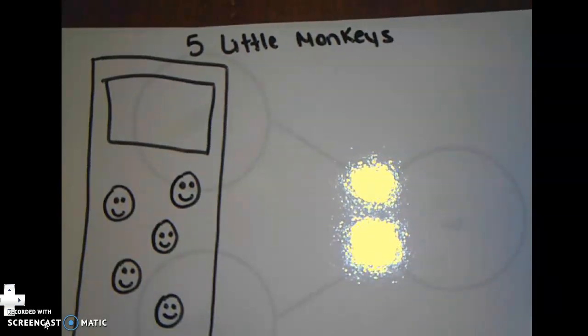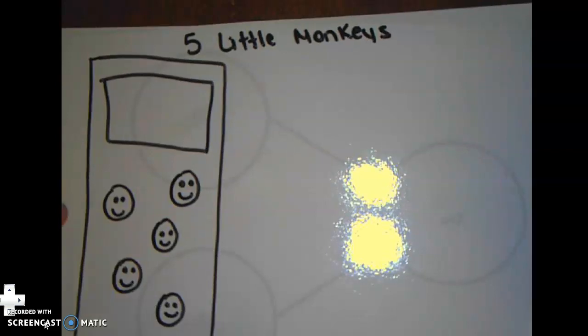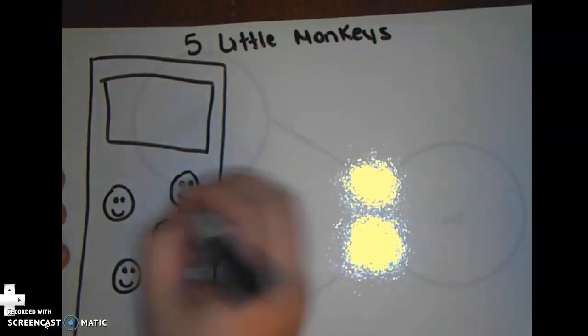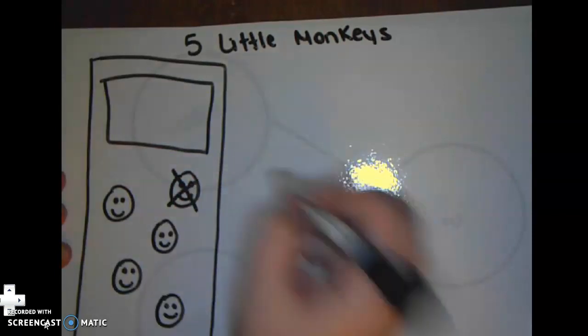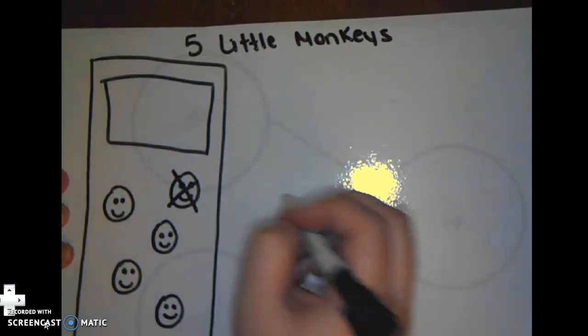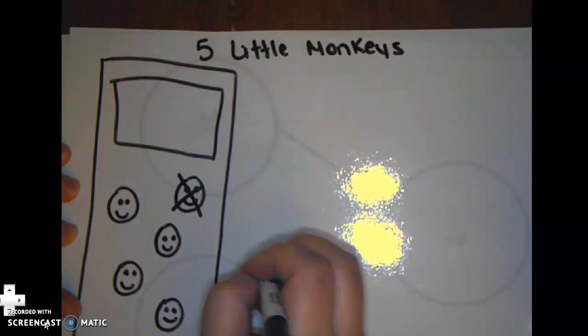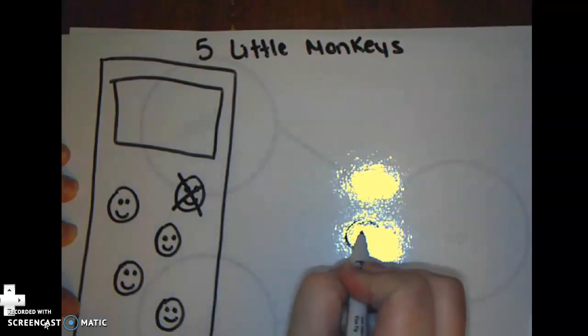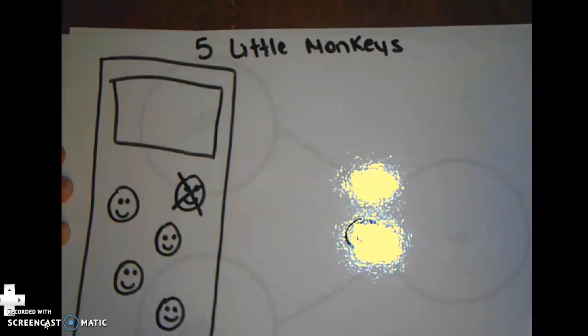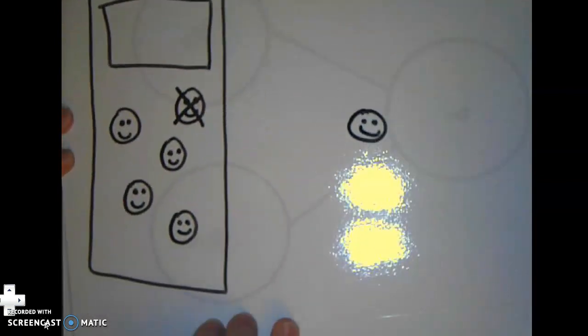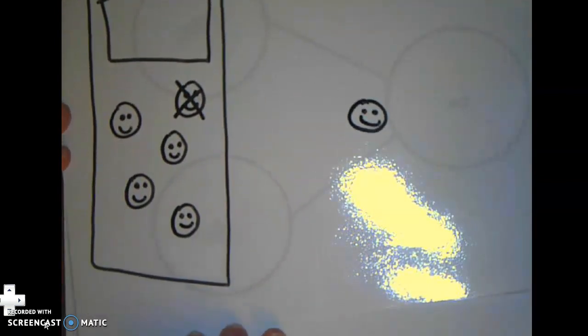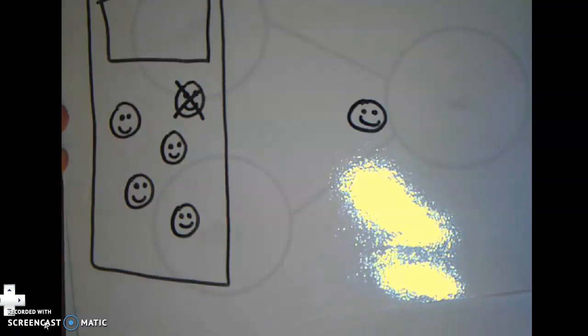There are 5 little monkeys jumping on the bed. What happens? One falls off and bumps his head. So now that little monkey is on the floor. There you go. Mama calls the doctor, and the doctor says, "No more monkeys jumping on the bed."